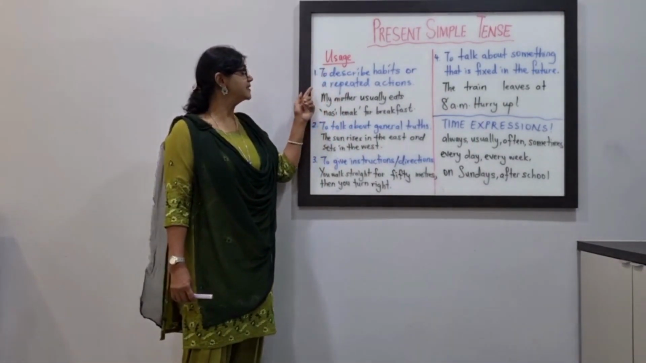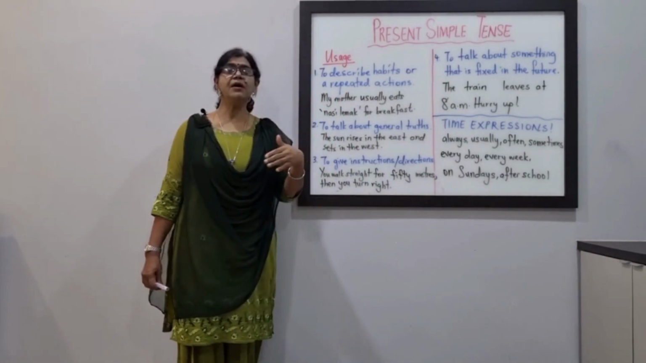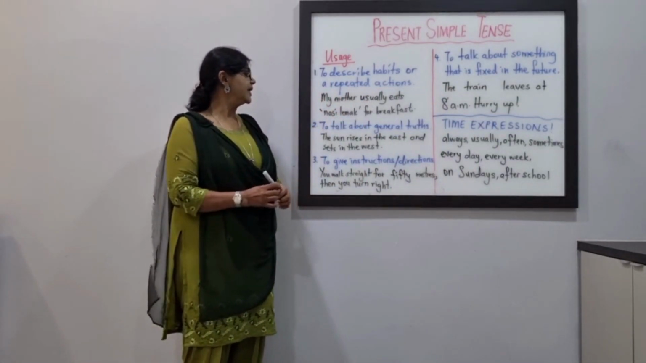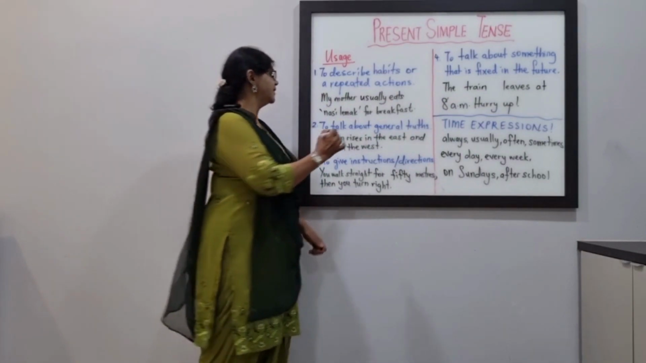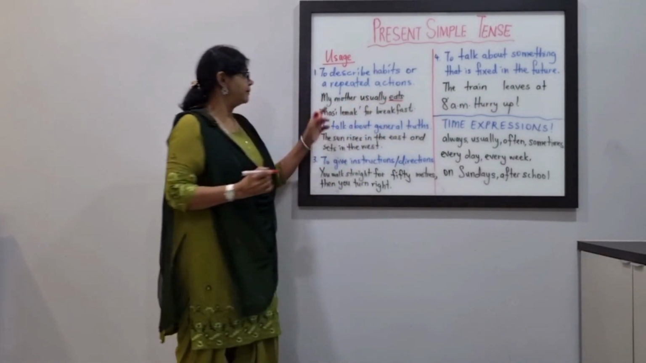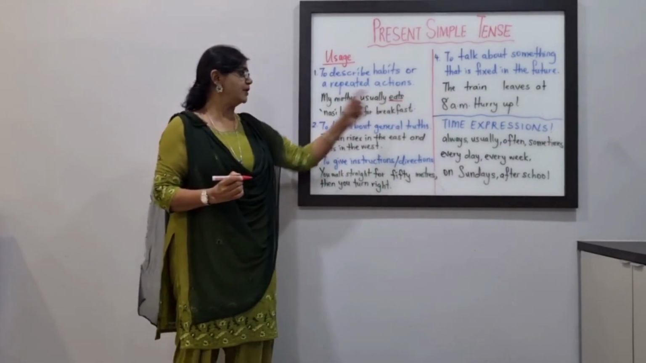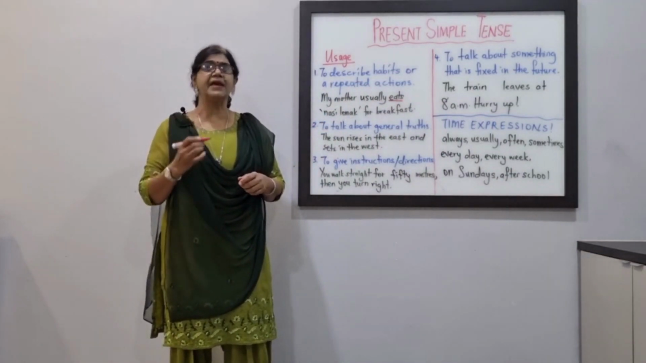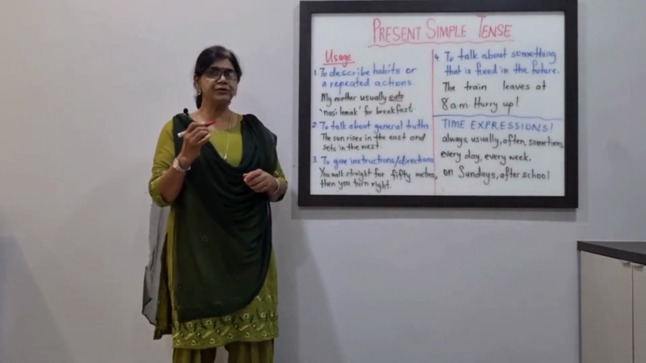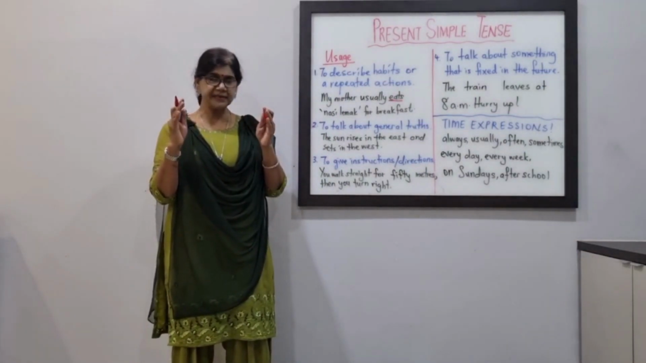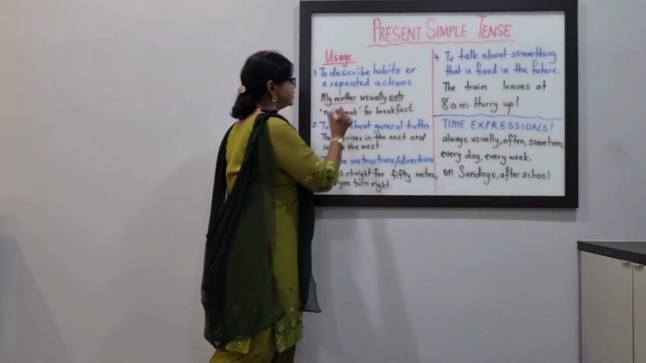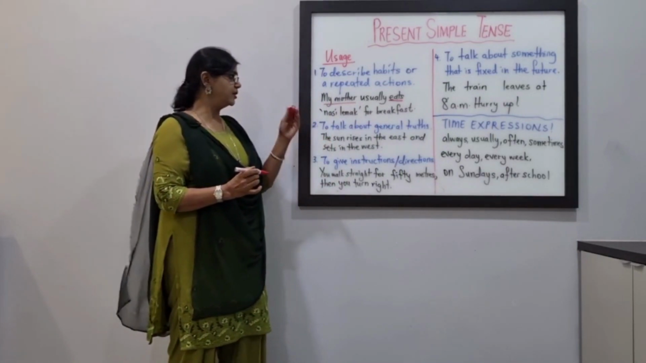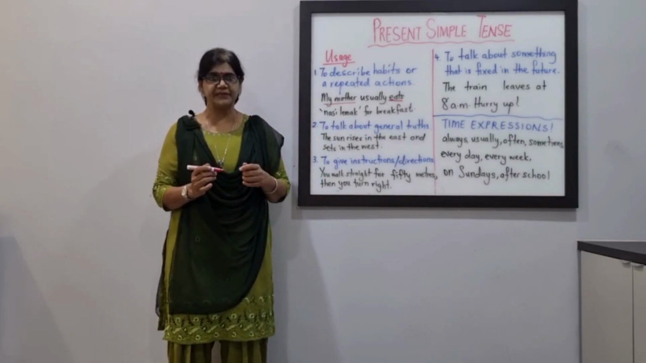We use present simple tense to describe habits or a repeated action. It's happening every day. My mother usually eats nasi lemak for breakfast. See, my mother eats. Okay, my mother, singular subject. So, you must use a singular verb. And the word usually is an indicator that it is happening every day. So, you should use either eat or eats in present tense. But here, this is a singular subject, so you must use a singular verb. My mother usually eats nasi lemak for breakfast.